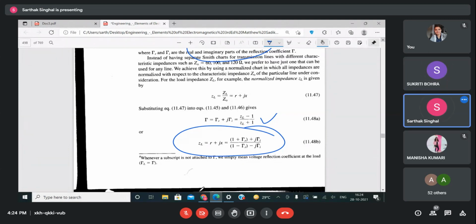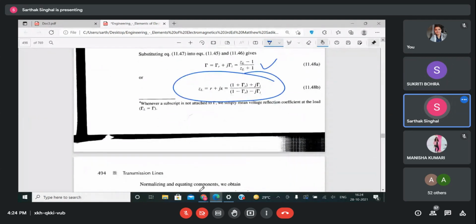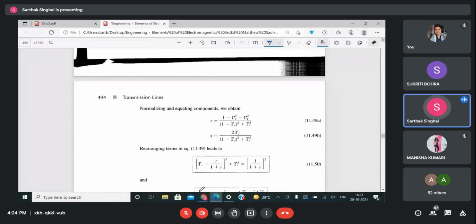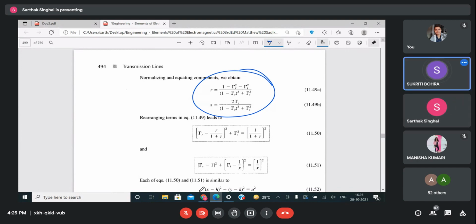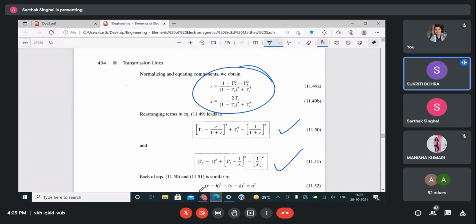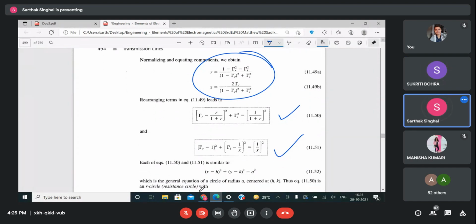So on solving this equation, you will get these two parameters, R and X, which are the normalized resistive and the reactive parts of the impedance, right? Yes, sir. So will they give you this circle equation? Yes, sir.